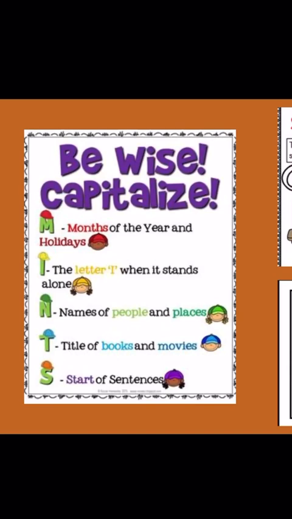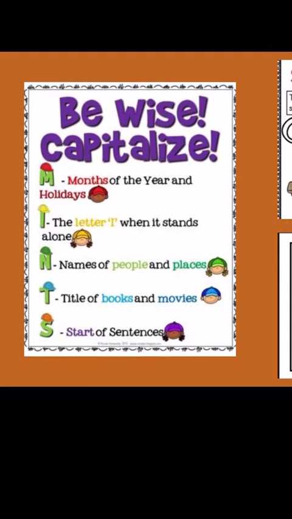Okay, the letter I, when it stands alone, is always capitalized. My brother and I like to go to the park. I would be capitalized. Names of people and places, those are capitalized as well. Think about it. Your first name and your last name and even your middle name, those are all capitalized. McDonald's, that's a place. That's capitalized. It has that big M, the uppercase M.